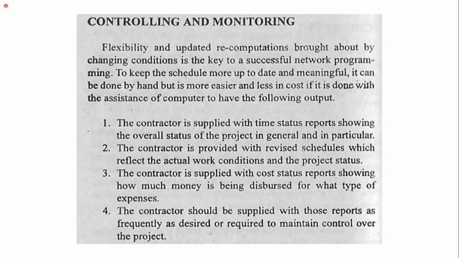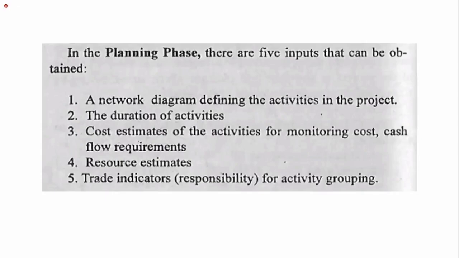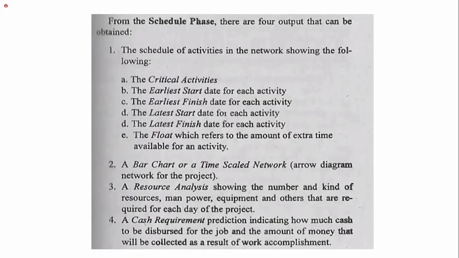The contractor is provided with revised schedules. The contractor is supplied with cost status reports. Contractor should be supplied with those reports as frequently as desired required. In the planning phase, there are 5 inputs that can be obtained: the network diagram defining the activities in the project, the duration of activities, cost estimates of the activities for monitoring cost, cash flow requirements, resources estimates, and trade indicators.